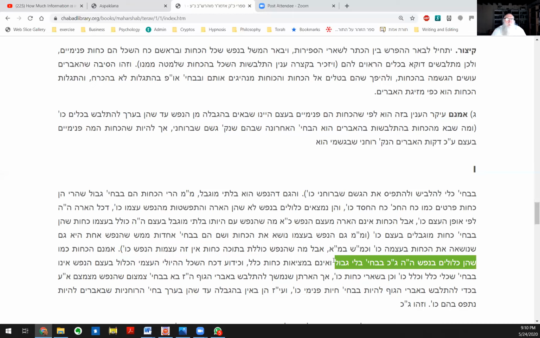When the koichos are melubash in the aver, then they're b'chinas hakbola. When the koichos are in the nefesh, they're b'chinas b'li gvul. Right? They're b'chinas b'li gvul because they're not melubash yet. It's only his lapshus that causes them to become mugbal.